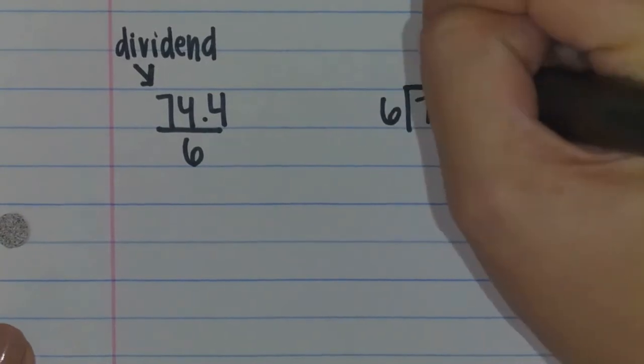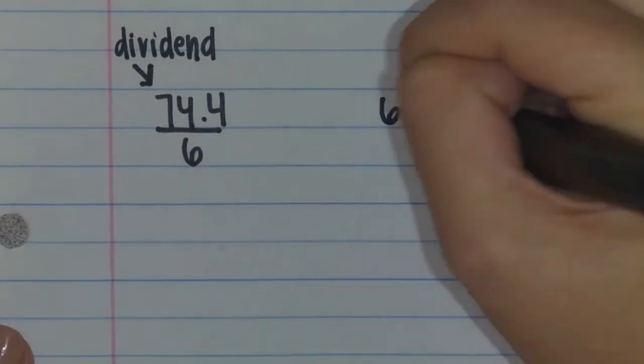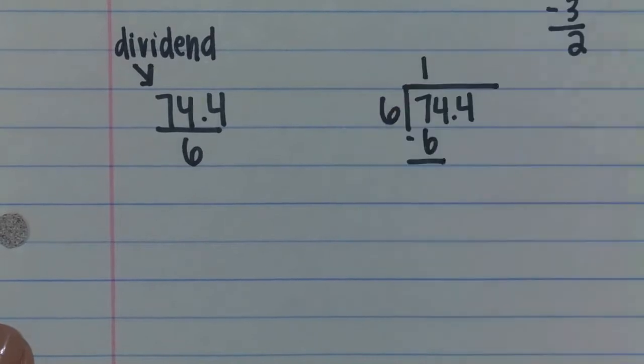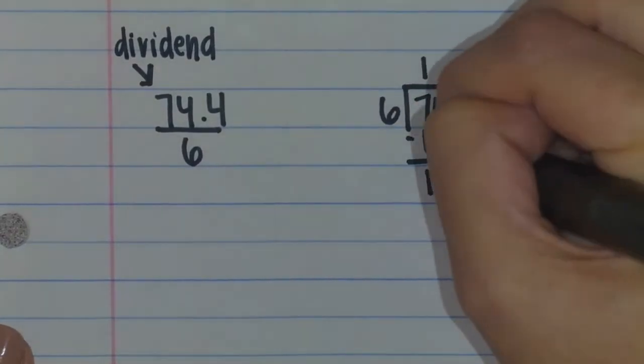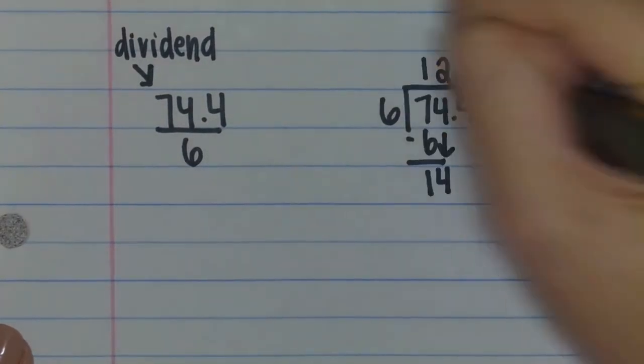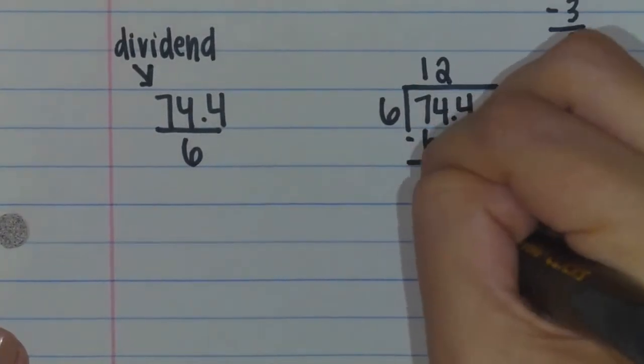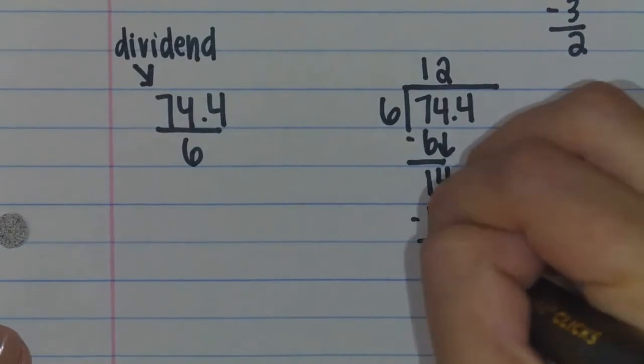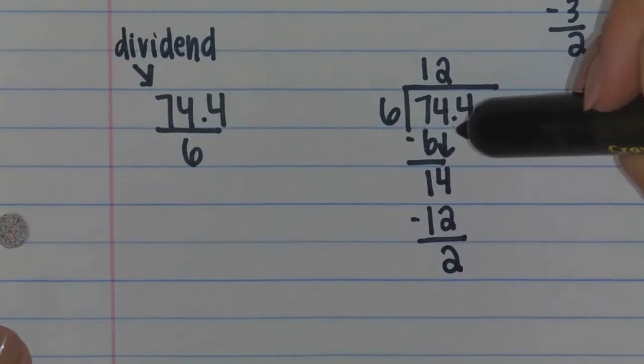So 6 goes into 7 only one time. 1 times 6 gives me 6. When I subtract, I get 1, and I bring down the 4. 6 goes into 14 2 times. 2 times 6 gives me 12. When I subtract, I get 2. And then the next thing I have is the decimal.